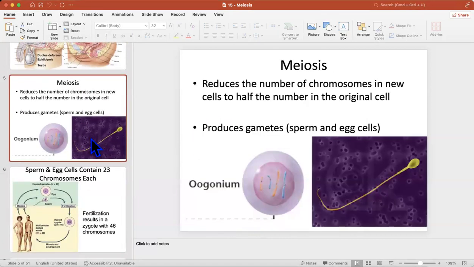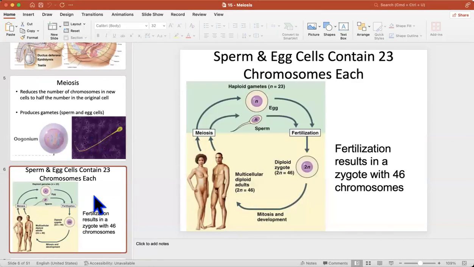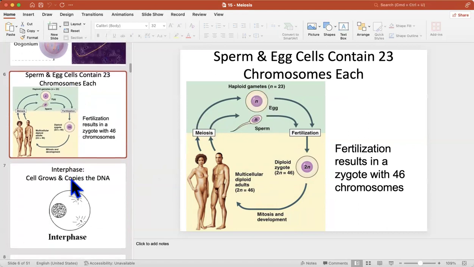And in meiosis, the most important thing is to reduce the number of chromosomes, because the egg, also called the oogonium, and the sperm need to meet each other. So their chromosome numbers need to decrease to 23. When fertilization happens, you start to have the diploid, that's the two sets. So the egg and sperm are haploid. Each one only has 23.